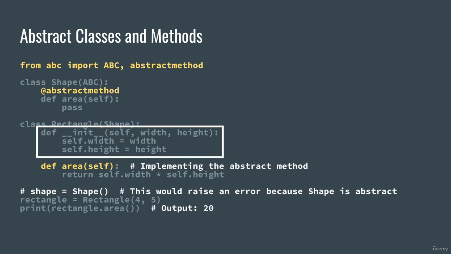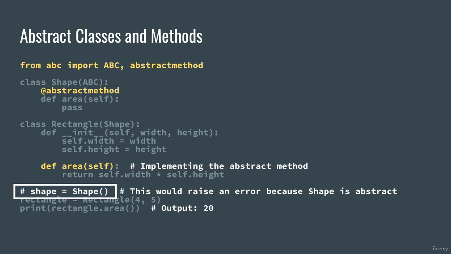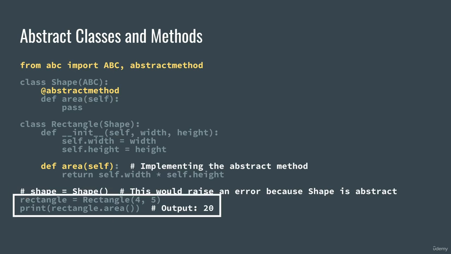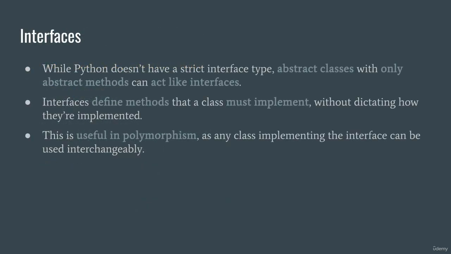In the Rectangle class, we define an init method that takes width and height as parameters. Here's where we implement the abstract method. The area method calculates the area by multiplying width and height. Now, attempting to instantiate the Shape class would raise an error since it's abstract. Instead, we create an instance of Rectangle with dimensions 4 and 5, and when we call the area method, it returns 20.